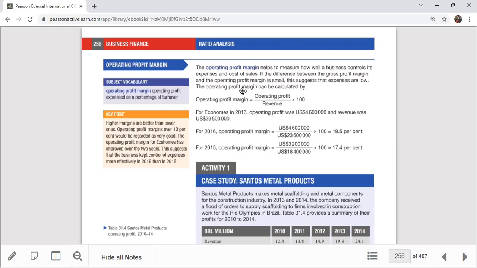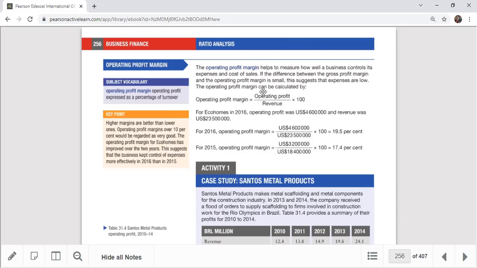Because in the gross profit, we find out only how the business controls their cost of sale, but operating profit margin means gross profit minus all the expenses. But looking at the operating profit margin, we can find out how well the business can control their expenses and the cost of sale, especially expenses. If the difference between the gross profit margin and the operating profit margin is small, this suggests that the expenses are low, because if you have a high profit margin, you have a low cost percentage.